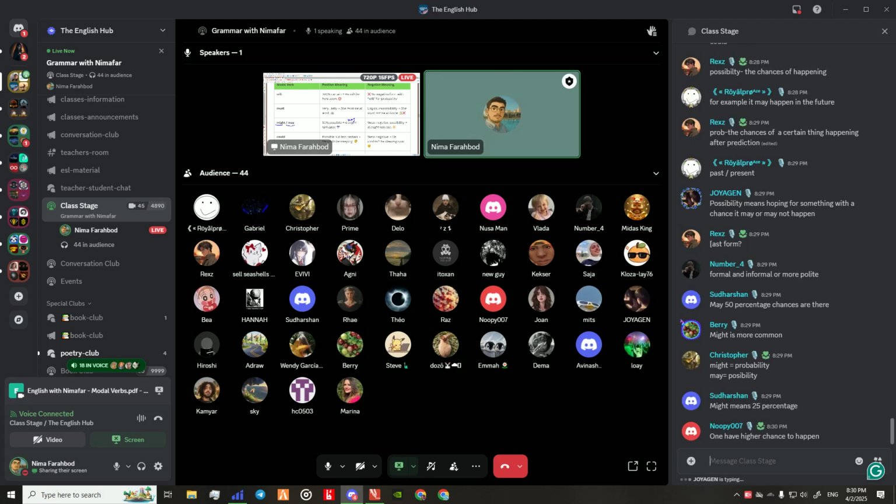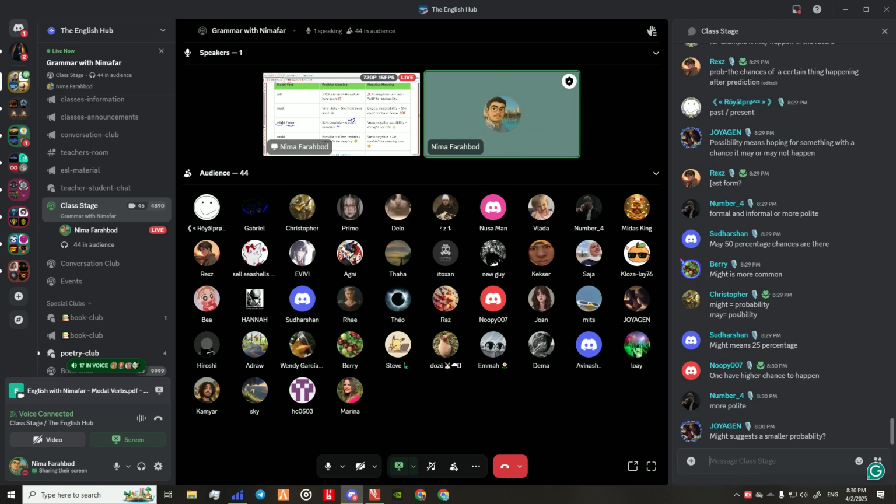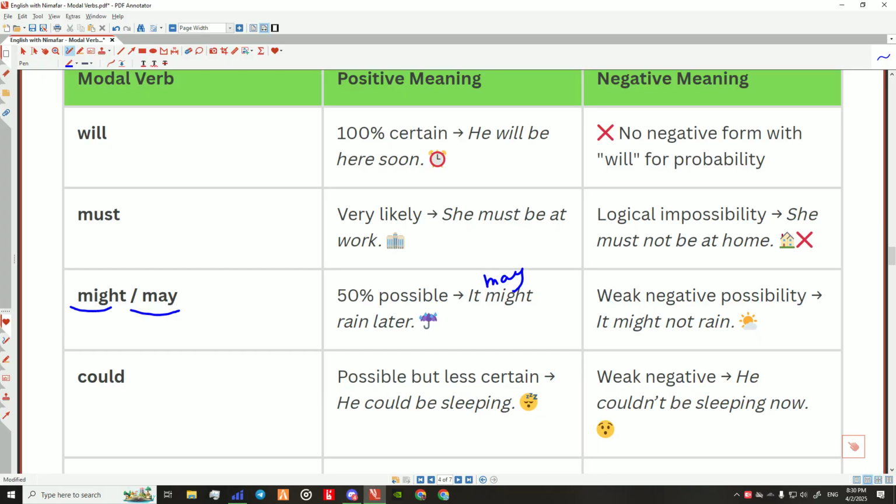Might means 25%. Yes, might is weaker. In different contexts they vary, but generally might is weaker. One has a higher chance to happen, which is may. Might is more polite, we can say that. A smaller probability. Yes.